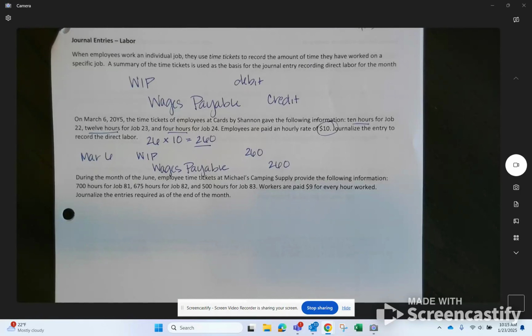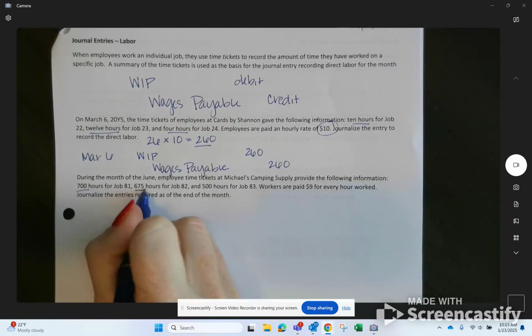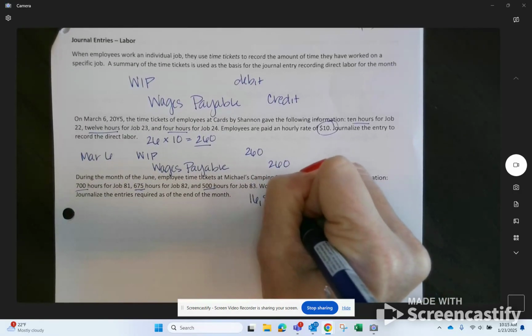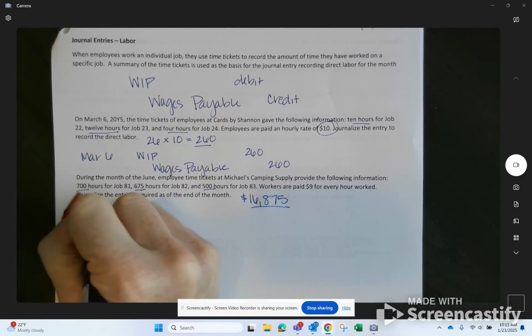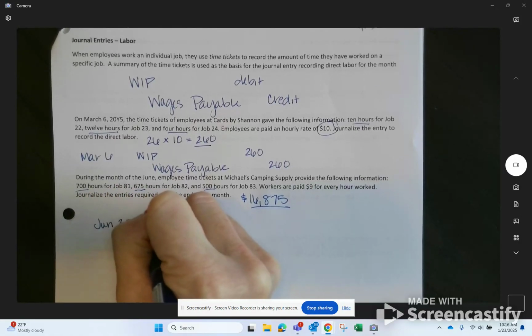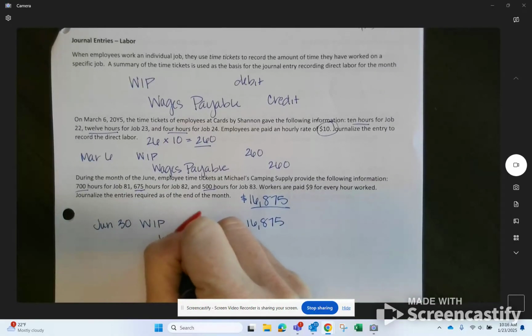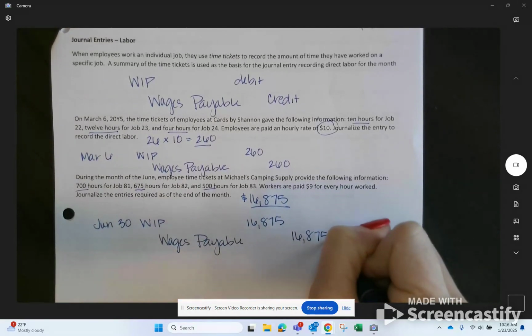Last one, during the month of June, employee time tickets at Michael's Camping Supply provide the following information. 700 hours for job 81, 675 for job 82, 500 hours for job 83. Workers are paid $9 for every hour worked. This is going to come out to $16,875. That's what our journal entry will be for. So, on June 30th, debit work in process, $16,875. Credit wages payable, $16,875.